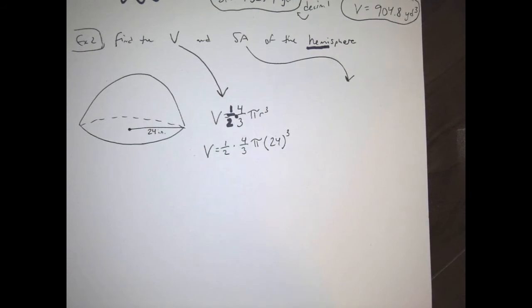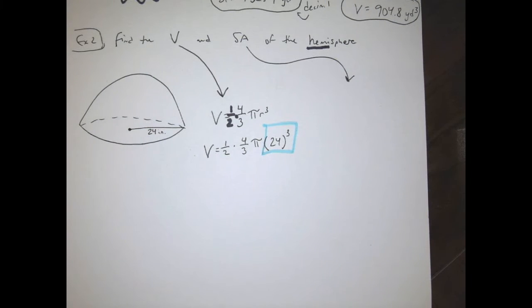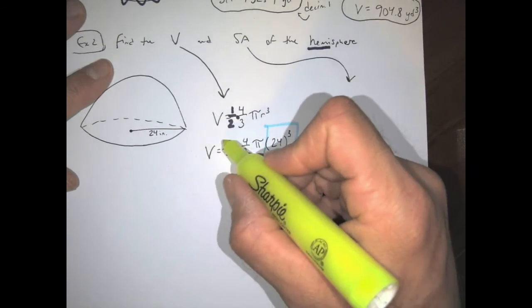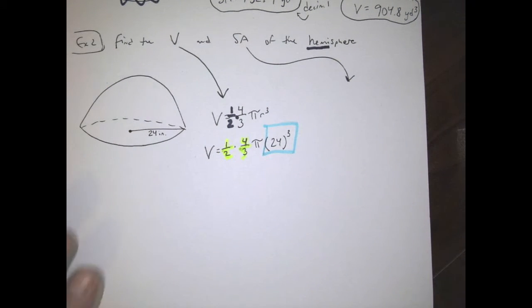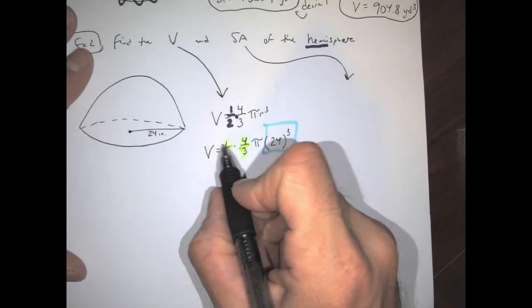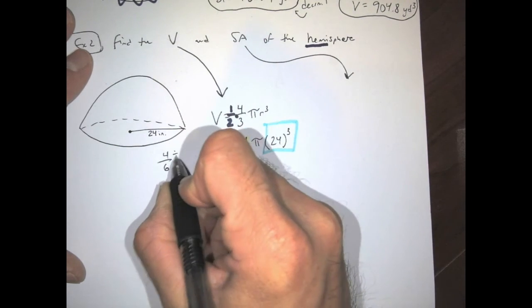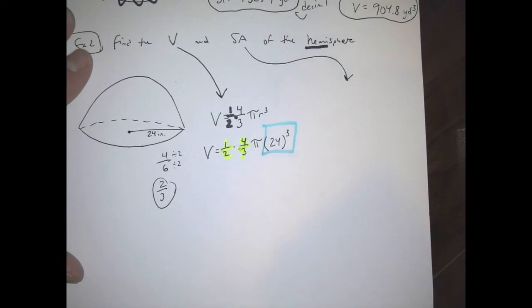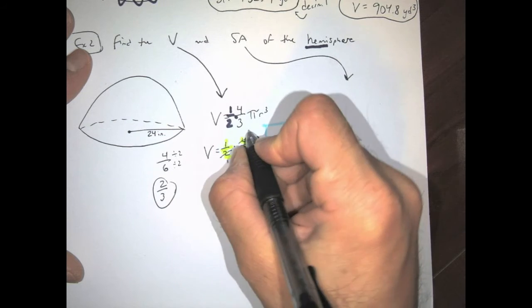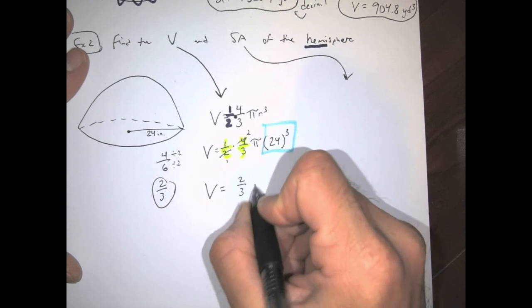So we're going to cube this 24, get a really, really big number. And feel free to go ahead and multiply those fractions together. If you multiply a half by 4/3, hopefully everybody remembers how to multiply fractions. You can multiply tops together, 4. You multiply bottoms together, 6. Reduce by 2, and you're going to get 2/3. Or you can cross cancel. So volume is going to be 2/3 pi.